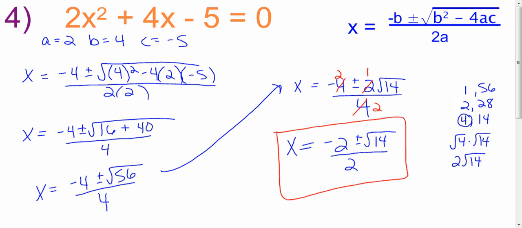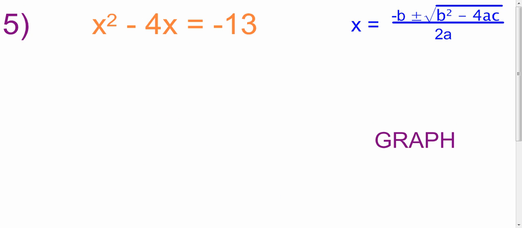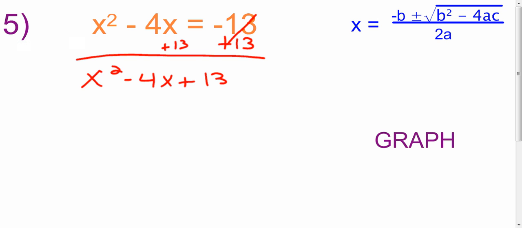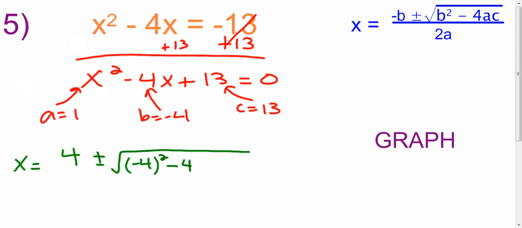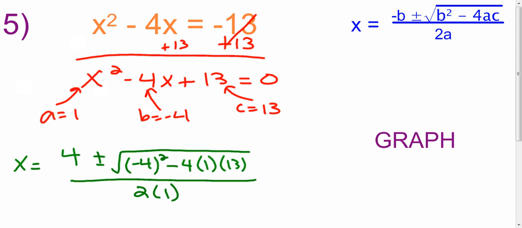All right, and then we need to do just one more together here. And this one will be just a little bit different because you're going to get imaginary numbers, okay? So I will add the 13 to the other side. And I will have x squared minus 4x plus 13 equals 0. And so, again, I can see that my a is 1, and my b is -4, and my c is 13. So when I set up my formula, the opposite of b would be 4 plus or minus the square root of b squared. Again, stick this in parentheses, minus 4 times a, which is 1, times c, which is 13, all over 2 times 1.